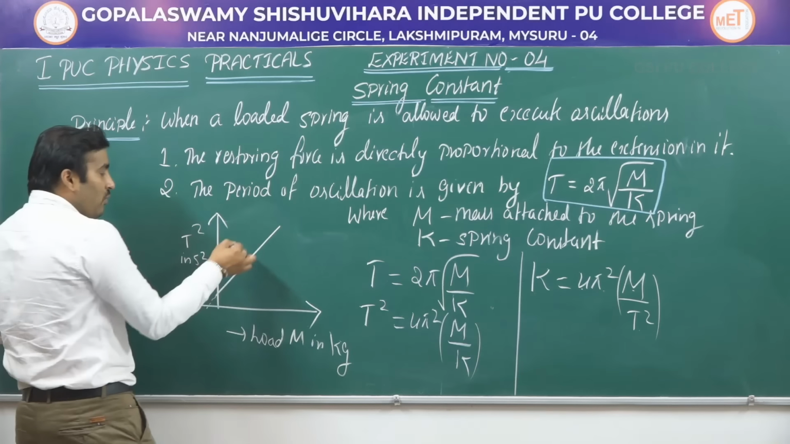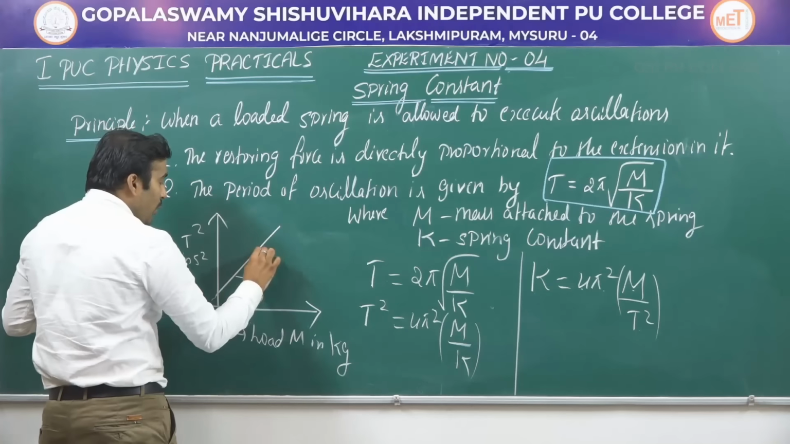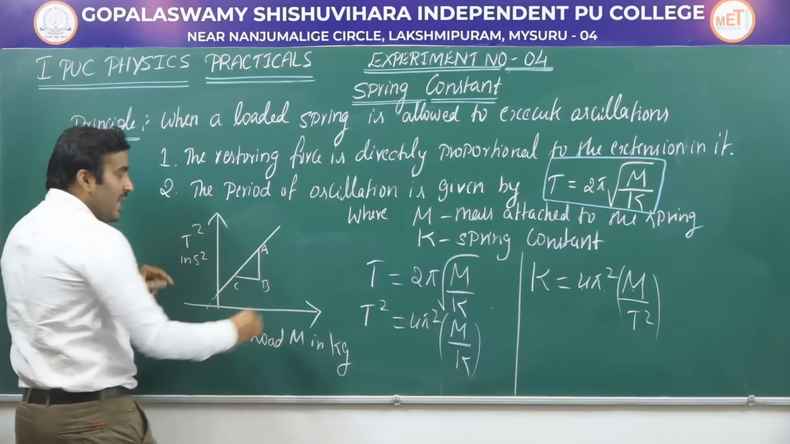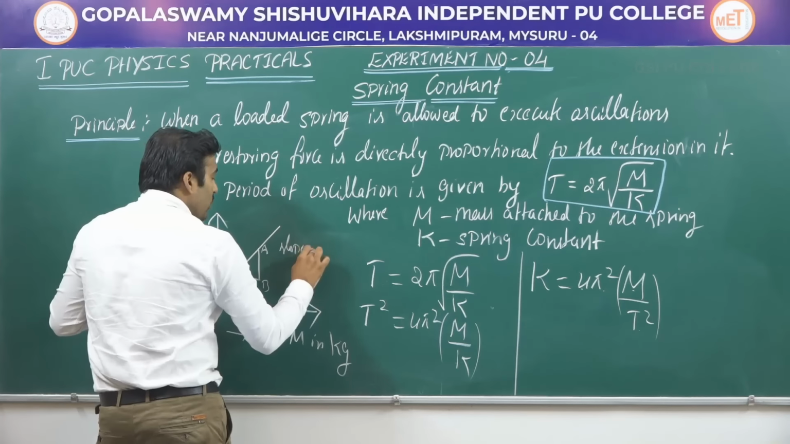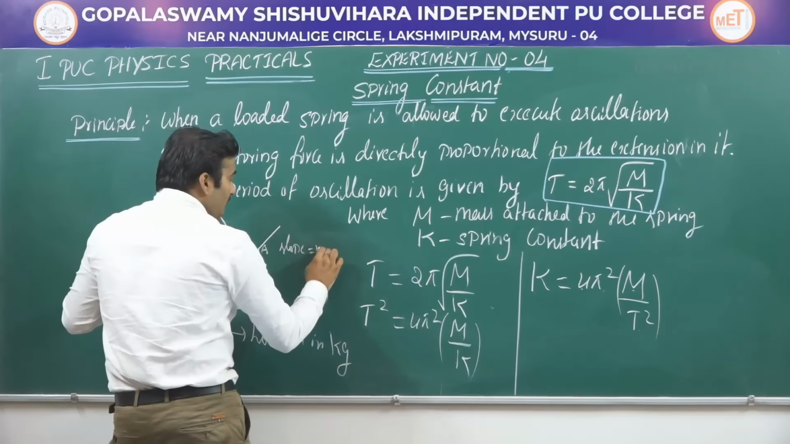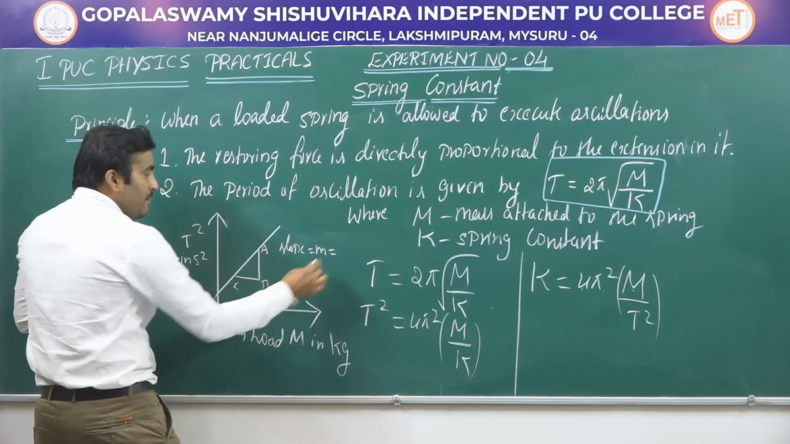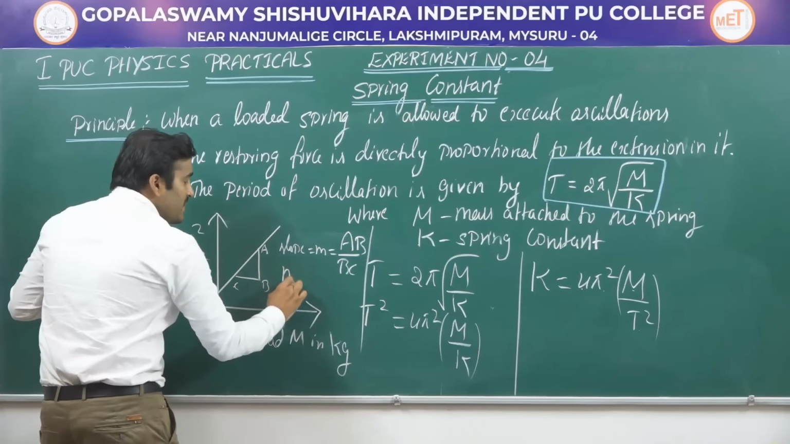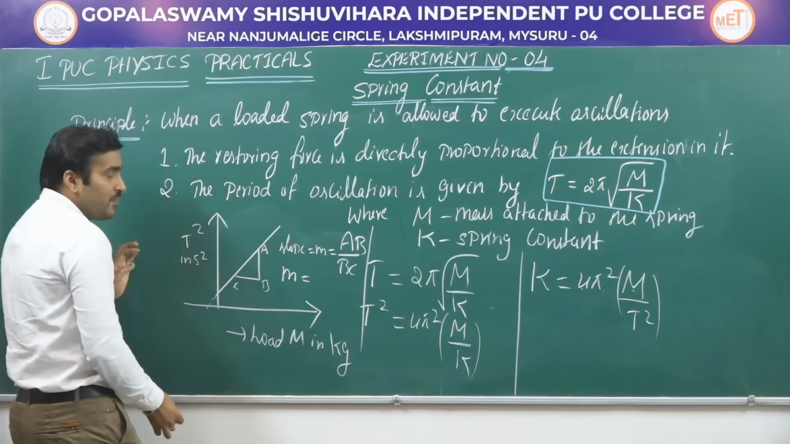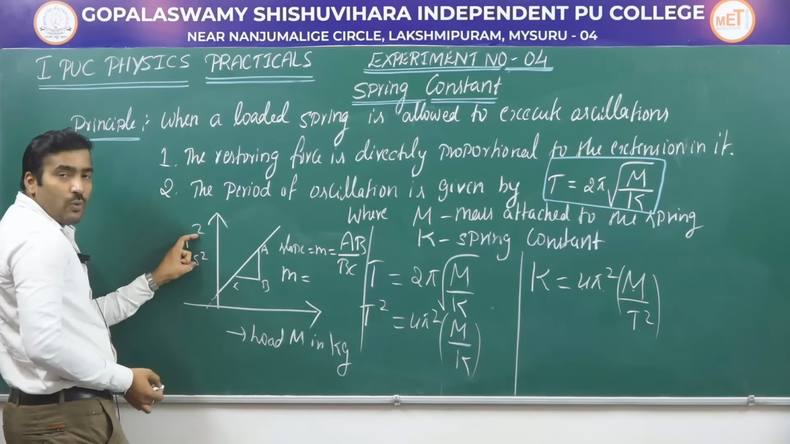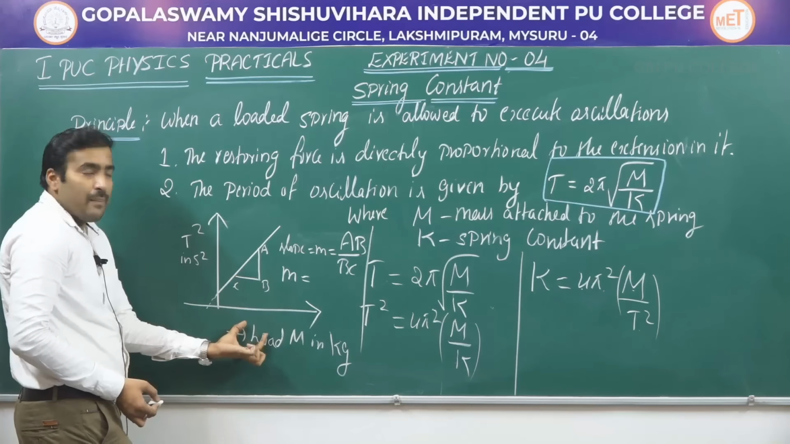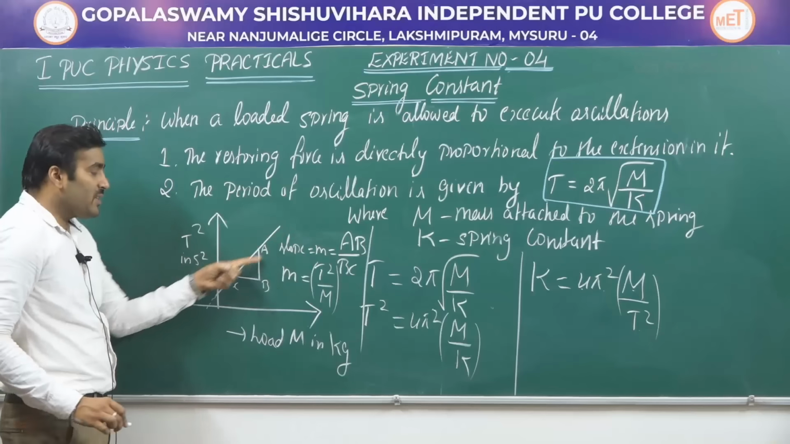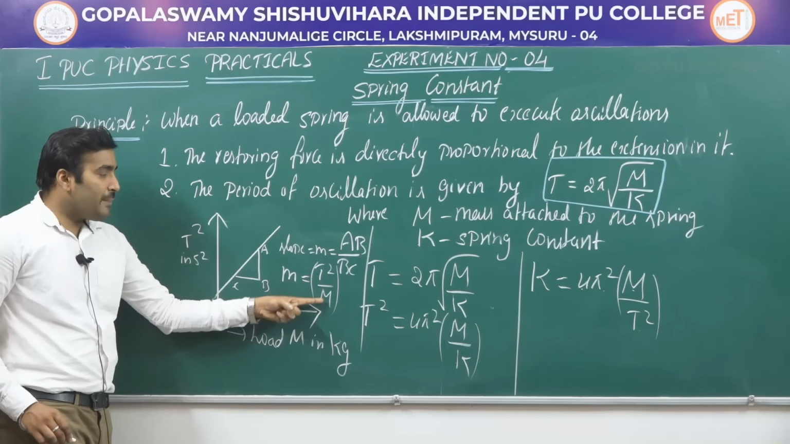Now, for this graph, say this is A, B, C. Let us find the slope of this graph. Slope is equal to m, which is equal to AB by BC, correct? AB is nothing but t square, BC is nothing but m. So t square by m, correct? So, the slope of this straight line gives us t square by m.